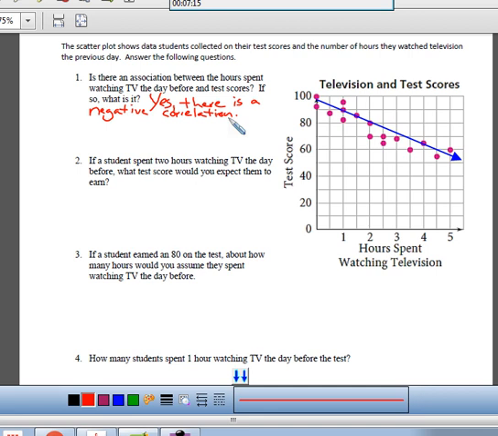The more hours watching TV lowers the test scores. And we know that's not always true. Some of you might disagree with that completely. The more hours of TV, the lower the test scores are.